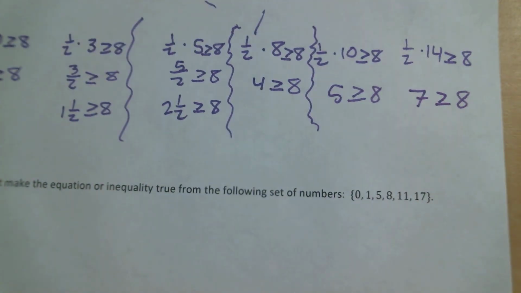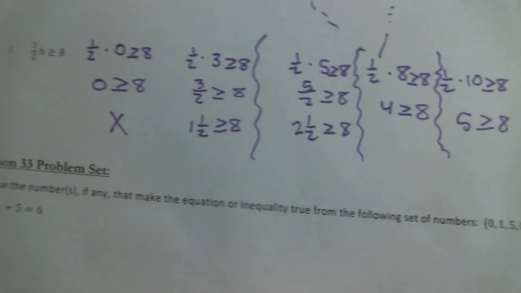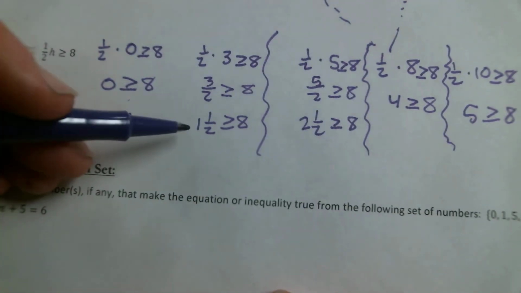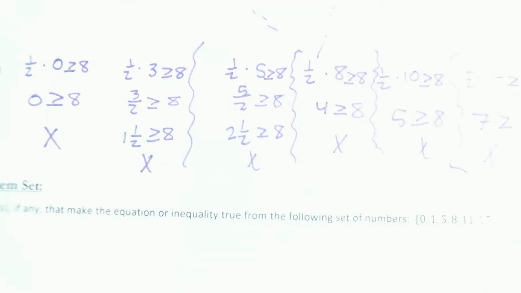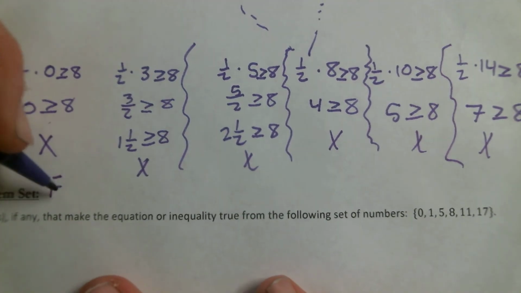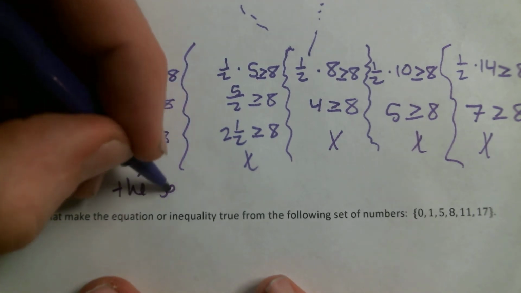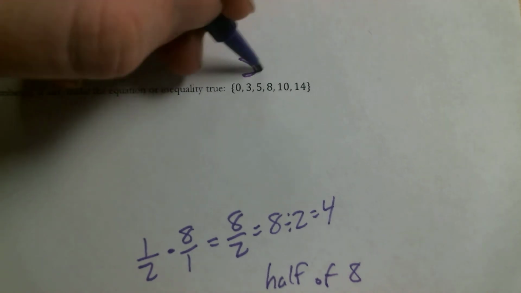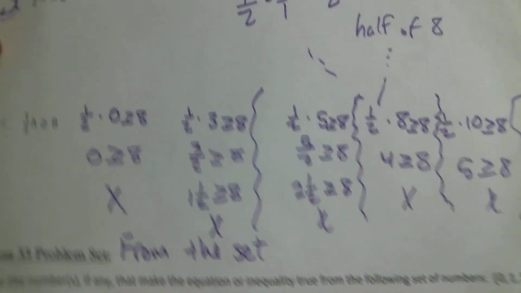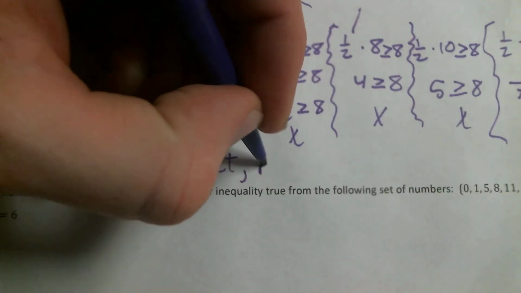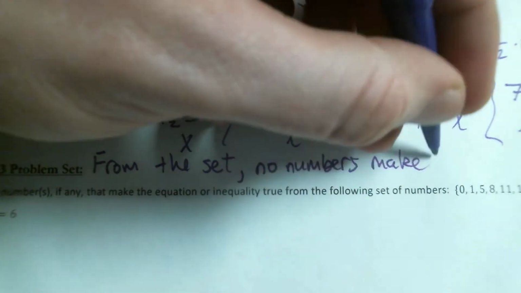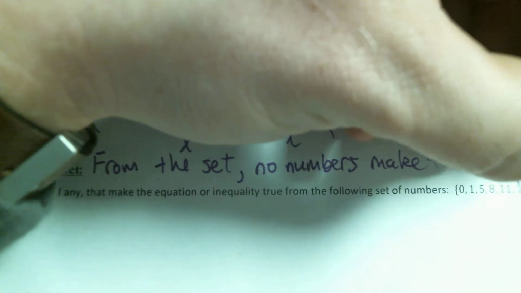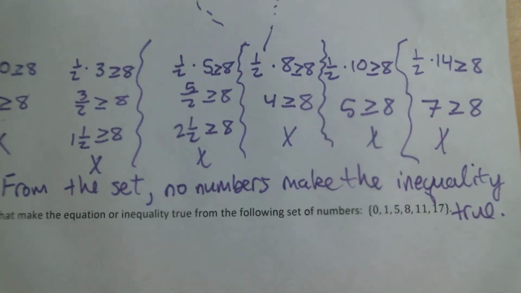So let's think which of these from the set make it true. For 1/2, 0 did not work. 0 is not greater than or equal to 8. 1 and 1/2 still doesn't work. 2 and 1/2 still doesn't work. 4 doesn't work. 5 doesn't work. 7 doesn't work. So for this example, I'm going to say from the set, which again is this group of numbers we chose from, no numbers make the inequality true.